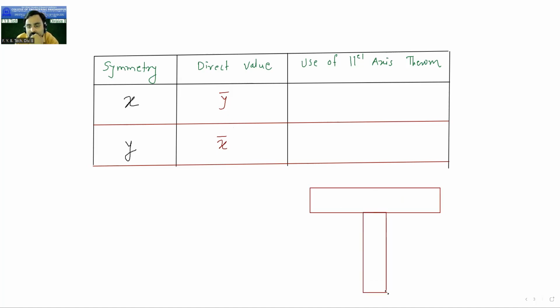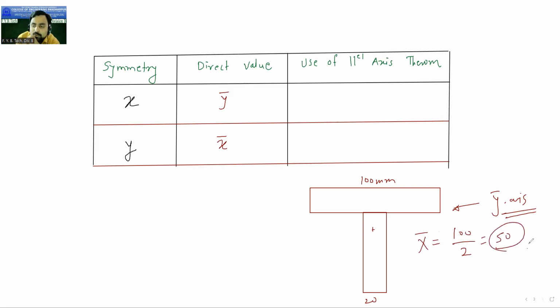Okay, suppose this is a T section. Now suppose this dimension is 100 mm and this is 20 mm. The given figure is symmetric about which axis? So this figure is symmetric about y axis. If you see somewhere here, the centroid will be there. If you draw the vertical axis, the left hand side and right hand side are the same. If the figure is symmetric about y axis, तुम्ही x bar असा डायरेक्ट काढलेला आहे. x bar is equal to 100 by 2, 250 आहे बघा तुमच्या वहीमध्ये. You can check. We have solved a problem like this.